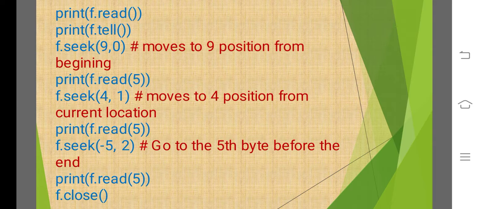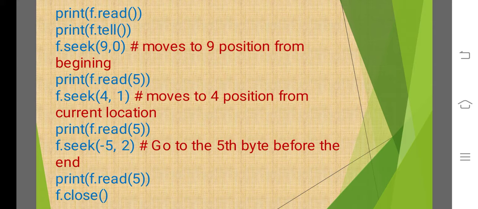Again f.seek(4, 1) moves the pointer position to the 4th position. f.read(5) means starting from there it reads 5 characters. Next f.seek(-5, 2) means it goes to the 5th byte before the end. Minus 5 means counting from the end: -1, -2 are the positions of the characters, so it starts from the last 5th character and moves toward the end. Only 2 characters are to be read.